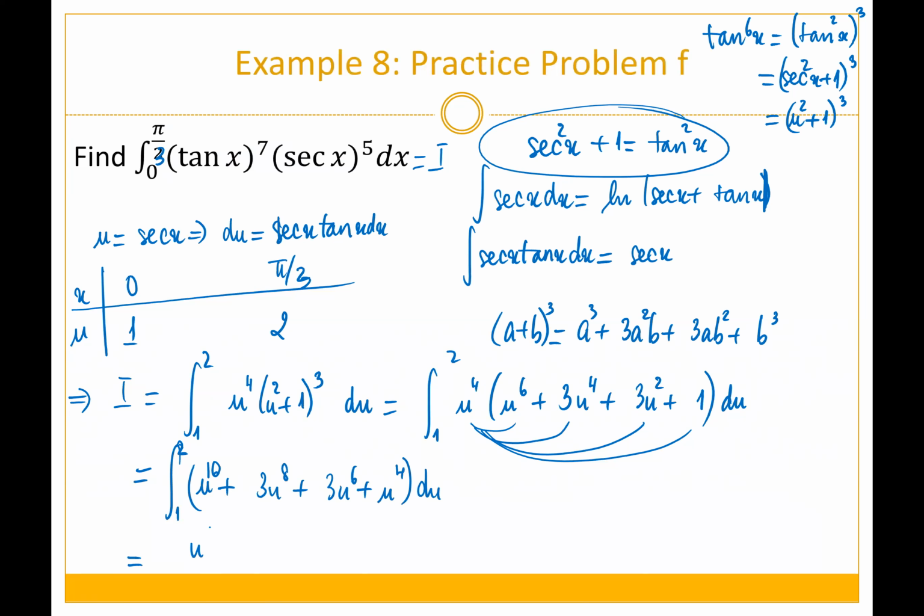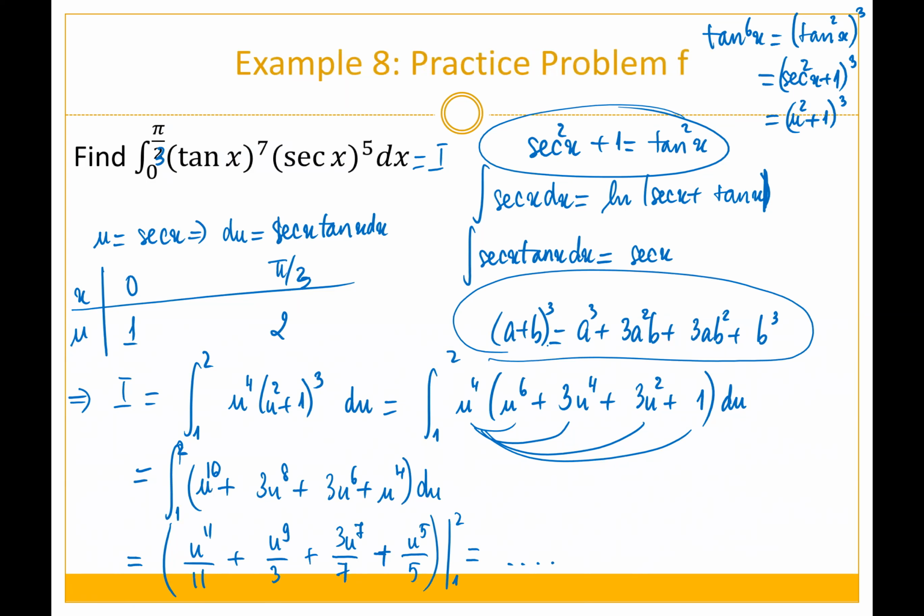So solving for this gives u to the 9th over 9, plus 3u to the 7th over 7, plus 3u to the 5th over 5, plus u, from 1 to 2. So we can do the rest. I don't want to do the algebra here. If you have a calculator, that'll make life so much easier. But other than that, that's all I have for today.